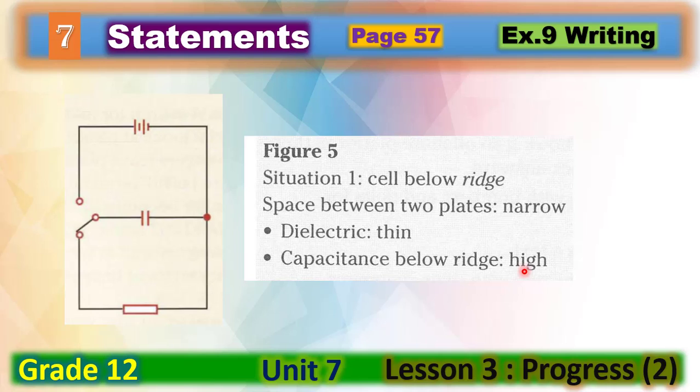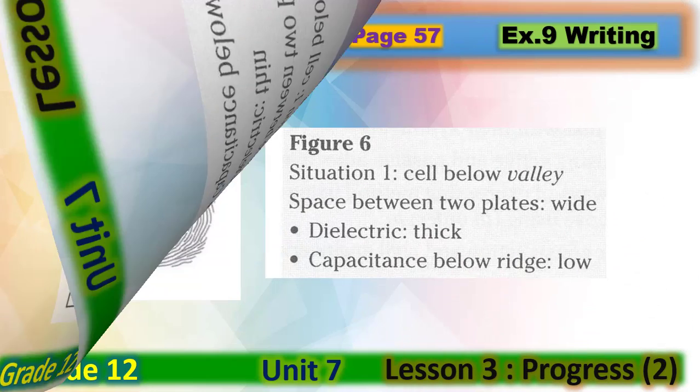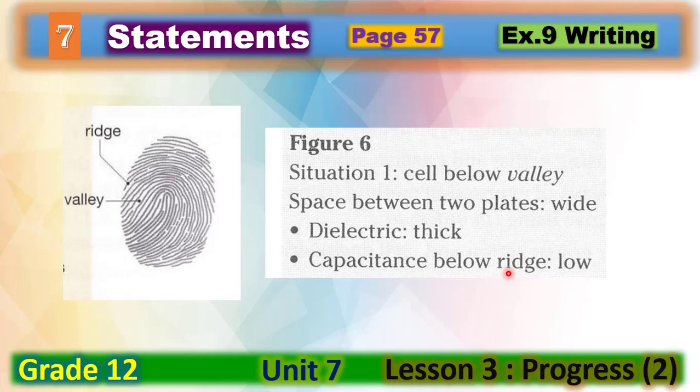Figure number 5, situation 1. Cell below ridge. Space between two plates narrow, dielectric thin, capacitance below ridge high. Figure number 6, situation 2. Cell below valley, space between two plates wide, dielectric must be thick. Capacitance below valley, it's low.